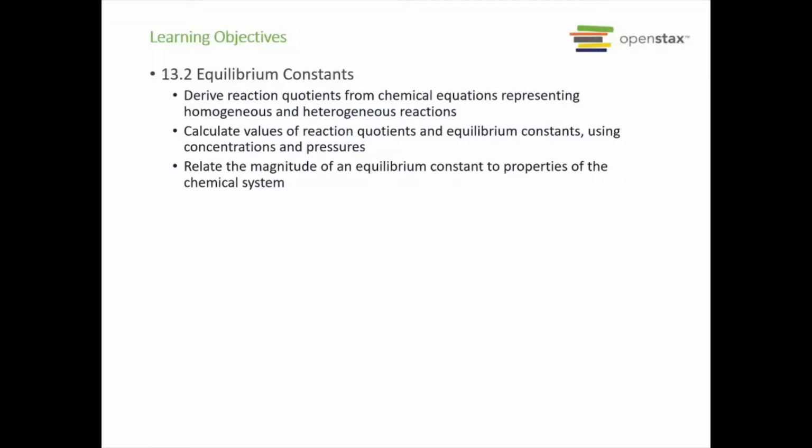We're now moving on to 13.2, equilibrium constants. In this section, we're going to derive reaction quotients from chemical equations representing homogeneous and heterogeneous reactions, calculate values of reaction quotients and equilibrium constants using concentrations and pressures, and relate the magnitude of an equilibrium constant to properties of the chemical system.